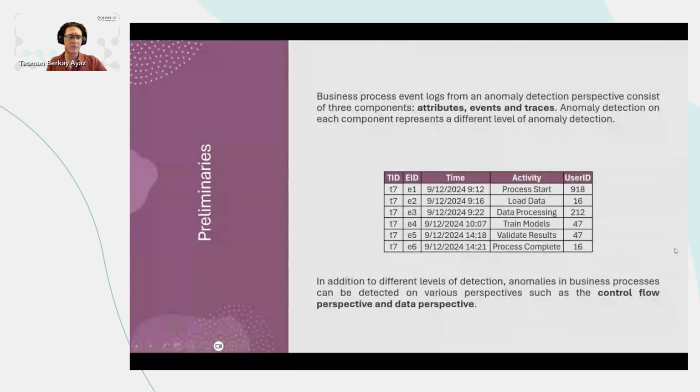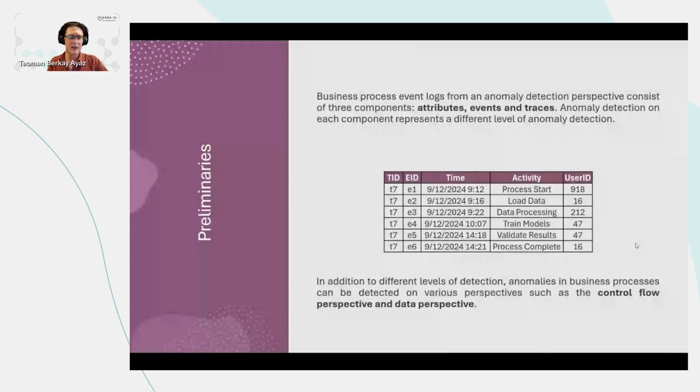In the context of business process anomaly detection, there are various perspectives through which anomaly detection can be done. The most commonly researched two perspectives are the control flow perspective and the data perspective. The control flow perspective essentially focuses on the activity flow. So say, for example, that we swap the places of model training and result validation. This will be detected as a control flow anomaly because it's an anomaly found within the control flow sequence.